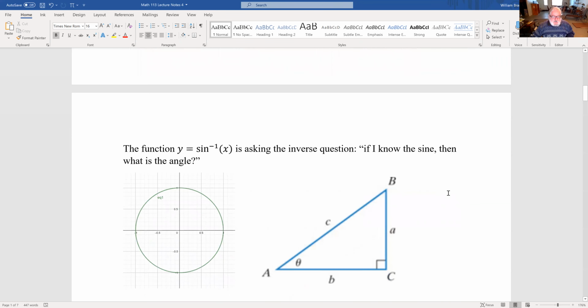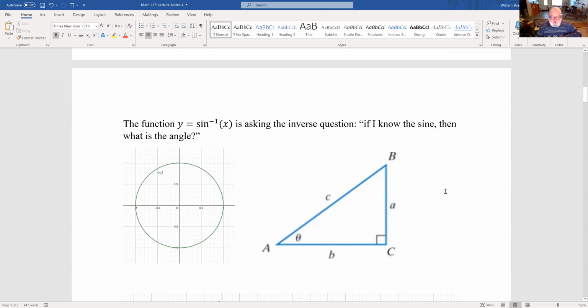Inverse sine is asking the inverse question. If you know the sine, then what is the angle? So when we're looking at this, this is the sine of an angle. And this is the angle that we're looking for. Sine to the minus 1 equals inverse sine.